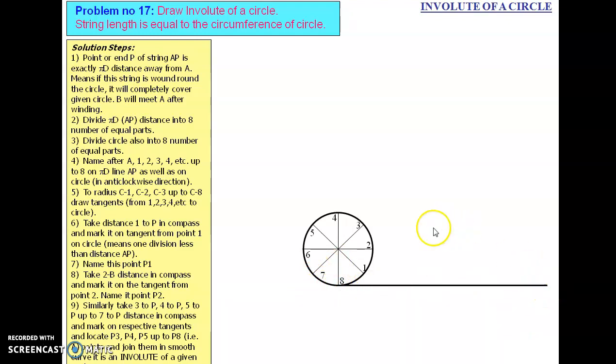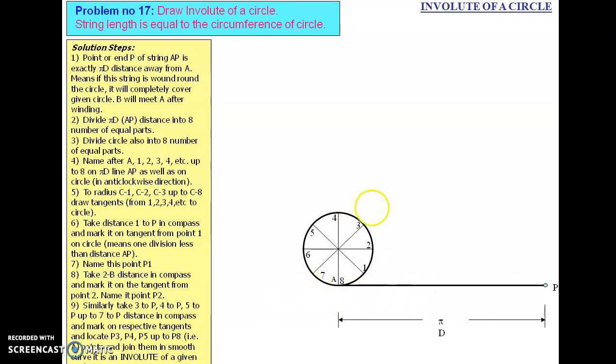If I wound that string along the circle, it will completely cover the given circle, and the point B will meet A after the winding. This is the point A and this is the point B. Now the next step is to divide this pi d distance, which is equal to the circumference of the circle, also in 8 equal parts.